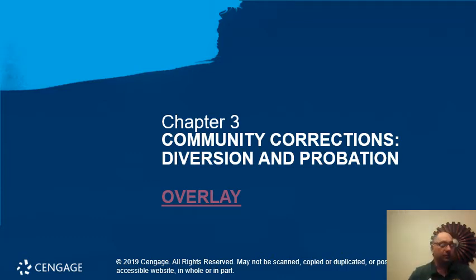So here we are with chapter 3. I'm just going to go over some of the learning objectives. We're going to talk about the Community Corrections Act and what that's actually meant when we talk about that. We're going to compare the main types of diversion programs and identify their advantages and disadvantages. We're going to talk a little bit about the different ways that there's probation. And as you can see, the topic on the chart here says community corrections, diversion, and probation.